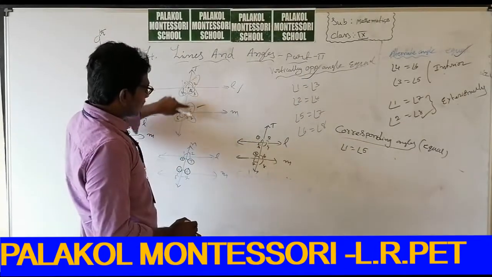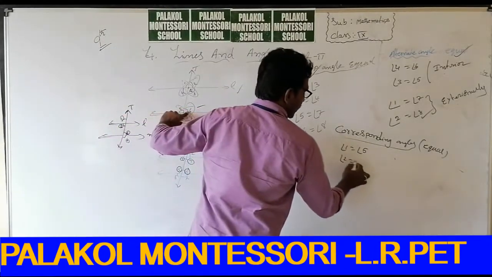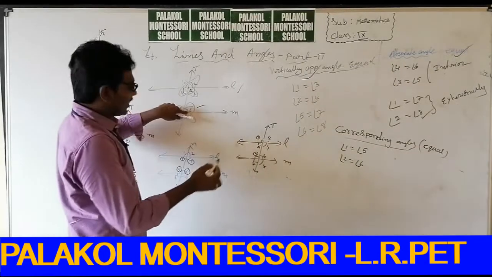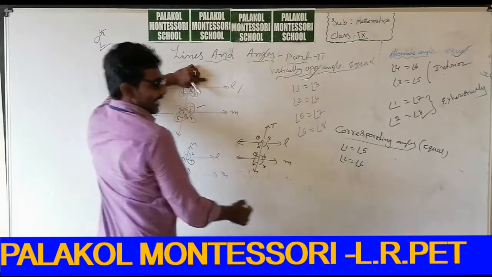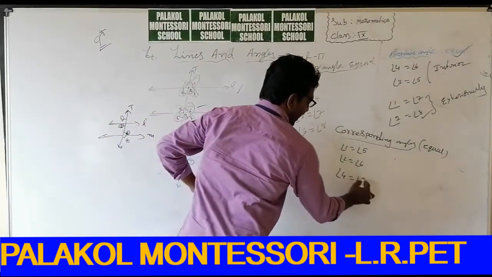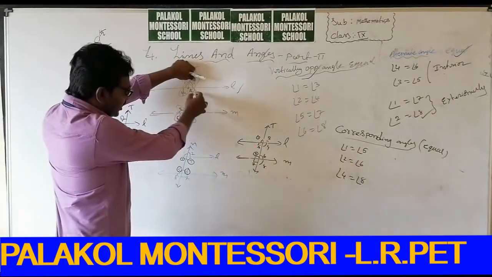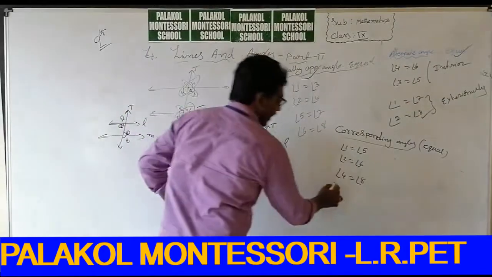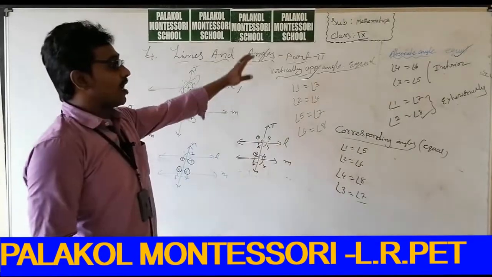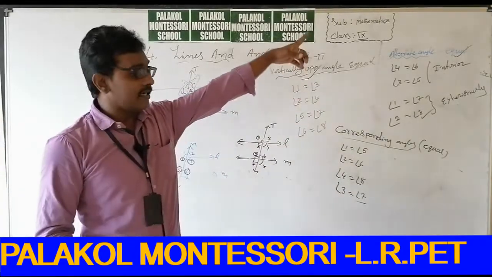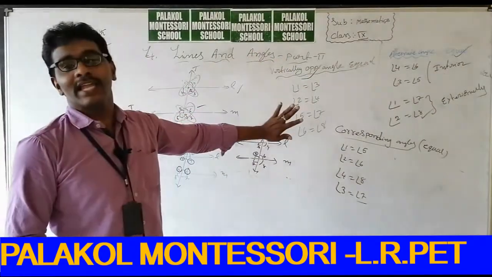Next one, angle 2 is equal to angle 6. It's finished. Now close it. Angle 4 is equal to angle 8. Angle 3 is equal to angle 7. Is it clear? So vertically opposite angles are equal, alternate angles are equal, corresponding angles are equal.